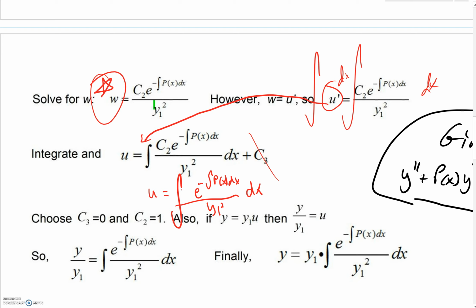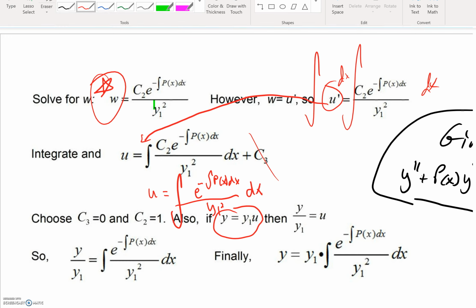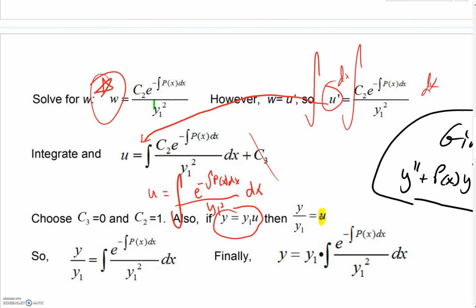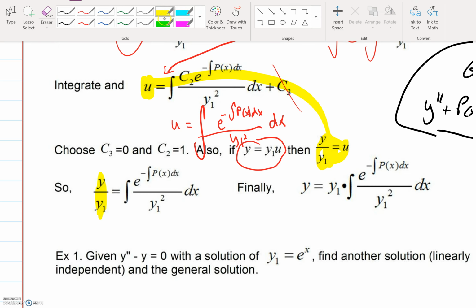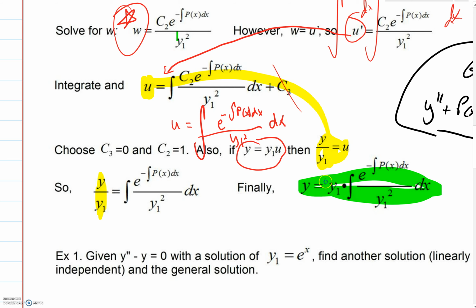But here's the thing. We started off with y equals y sub 1 u. That means u is equal to, if we divide by y sub 1, we've got that right there. So look at this. This is the beauty of it. Rather than write this as a u on the left-hand side, how about we write it as y over y sub 1? And then just multiply both sides by y sub 1. And guys, that's it.